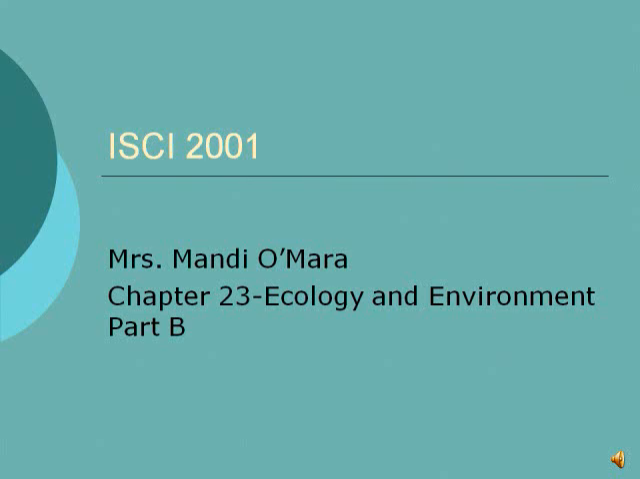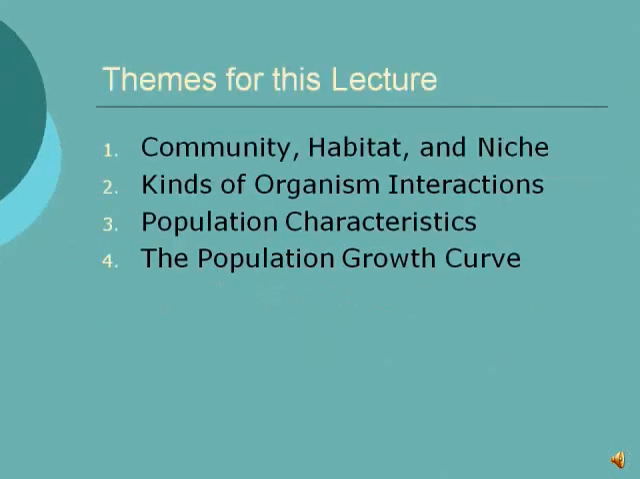This is ISCI 2001, Chapter 23, Ecology and the Environment, Part B. There are four themes for this lecture: community, habitat and niche, kinds of organism interactions, population characteristics, and the population growth curve.